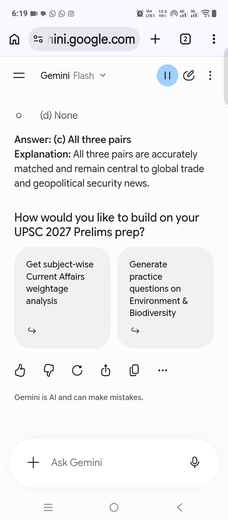With reference to the Global Biofuel Alliance, GBA, consider the following statements. 1. It was launched under India's G20 presidency to accelerate the deployment of sustainable biofuels. 2. The alliance aims to standardize biofuel certification and facilitate global trade. 3. Only G20 member countries are eligible to join the alliance. Which of the statements given above are correct? A. 1 only, B. 1 and 2 only, C. 2 and 3 only, D. 1, 2, and 3. Answer: B.